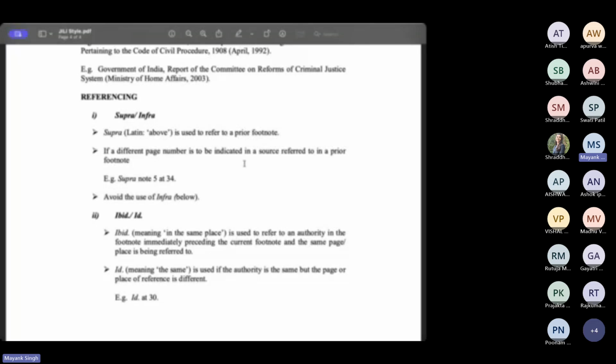You can use supra. Supra is a Latin term which means above. Suppose you have given a footnote and you want to refer to anything which is given above, you can write just supra, like supra note 5 at 34. Suppose you are in footnote number 8 and you want to refer to what you have written in footnote number 5. So you will write supra note 5 at 34. Okay.